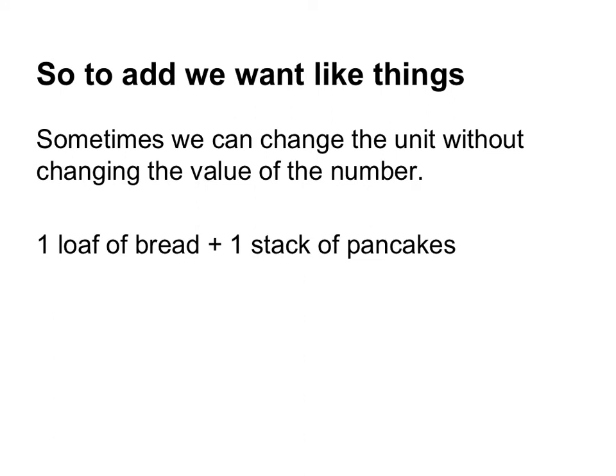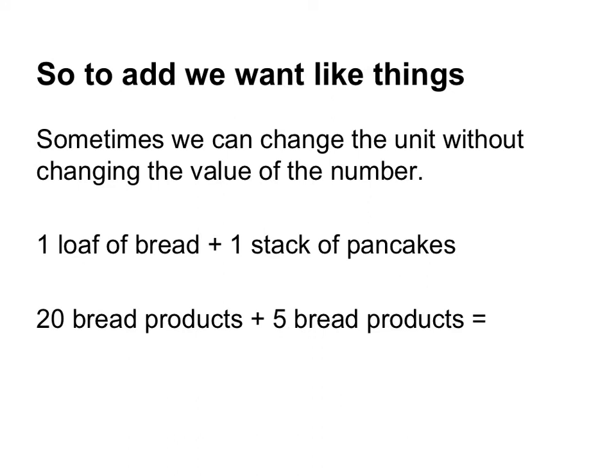Okay, now sometimes we can change the unit without changing the value of the number. So here I have 1 loaf of bread plus 1 stack of pancakes. Well, 1 loaf of bread plus 1 stack of pancakes doesn't really equal 2, but I can change the unit. Let's say my loaf of bread has 20 slices in it, so that 1 loaf of bread then became 20 bread products, and that 1 stack of pancakes, it had 5 pancakes in it, so I'm going to call that stack 5 bread products. Now my unit is the same, so I have 20 bread products plus 5 bread products, so there's my 25 bread products.